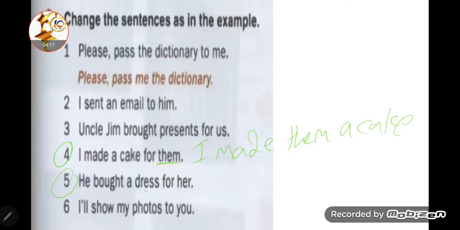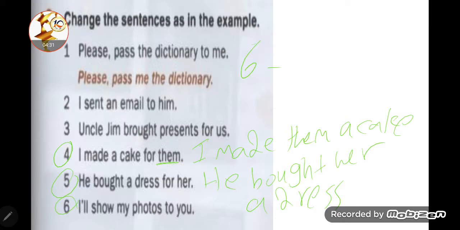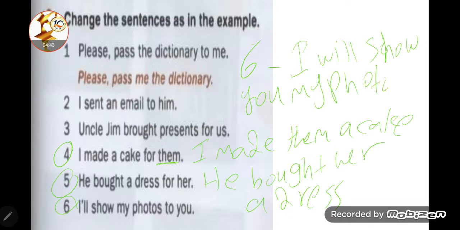Number 5: he bought a dress for her. Now here also the same thing: he bought her a dress. Okay, as for number 6, let's write it here: I will show my photos to you. So it should become I will show you my photos. Okay, so here we changed the sentence as in the first one, like we changed sentence number 1.